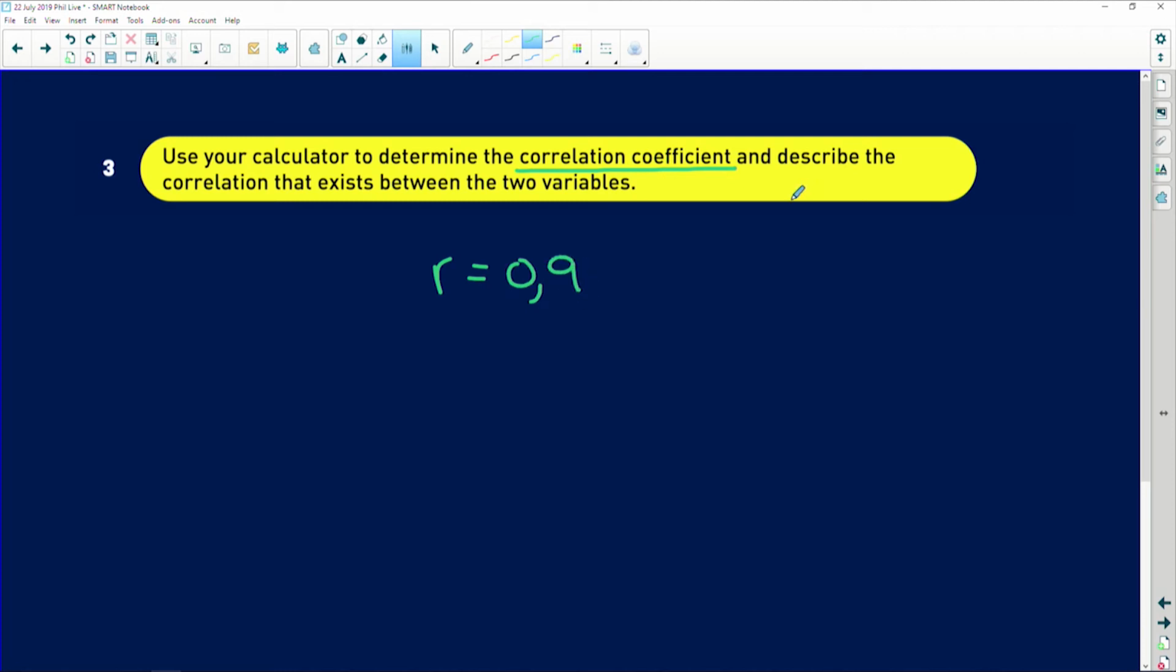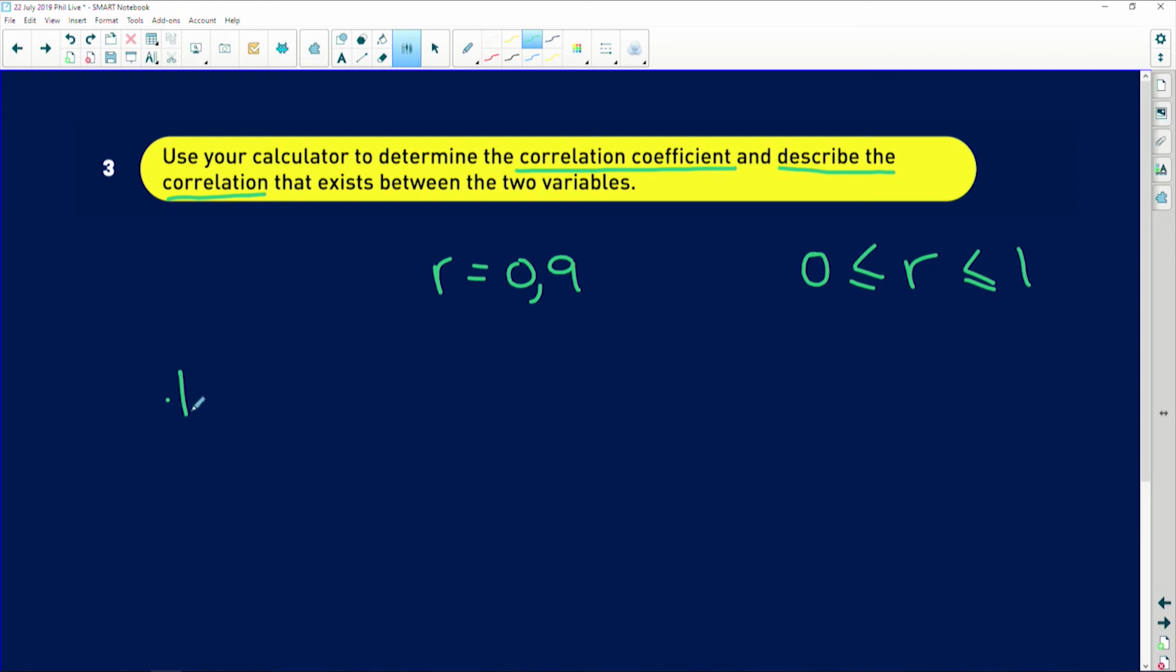Now it says to determine the correlation coefficient and describe the correlation that exists between the two variables. Remember, correlation is a number that spans from 0 to 1. It's almost like probability. A correlation of 1 means there is a one-to-one relationship. They are codependent on each other. Zero correlation means there is absolutely no way we can predict one variable from the other. So obviously, a correlation of 0,9 is very strong.